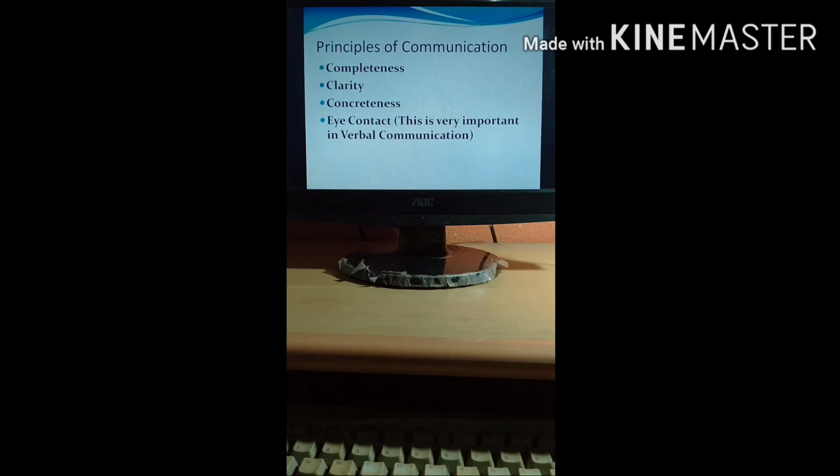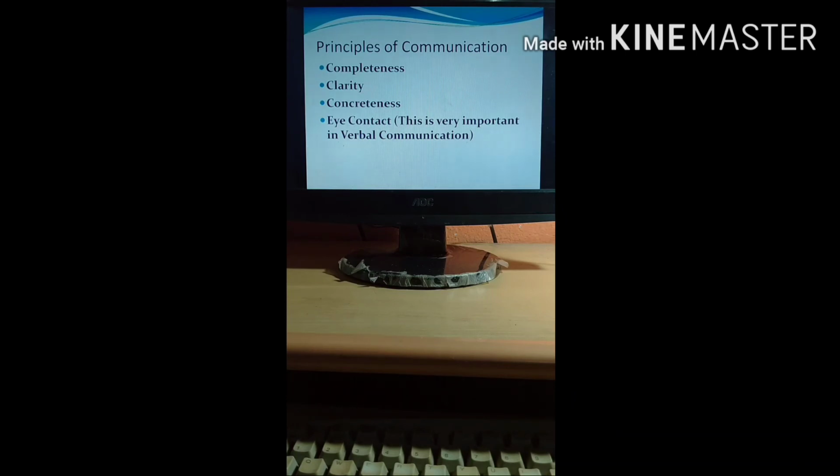Suppose you tell the other person "go, come", that cannot be called communication, because the sentence is not complete. If you say the same thing as "you go, I will come", then the communication will be complete.